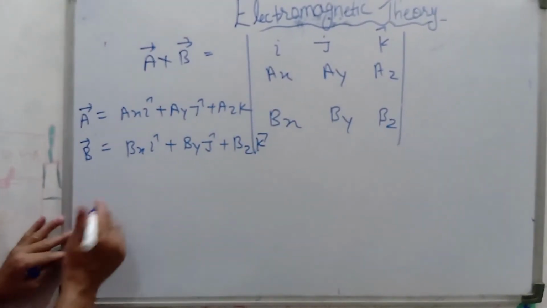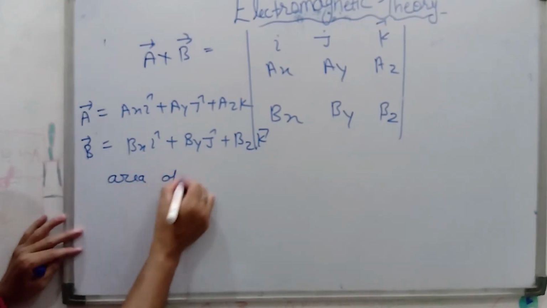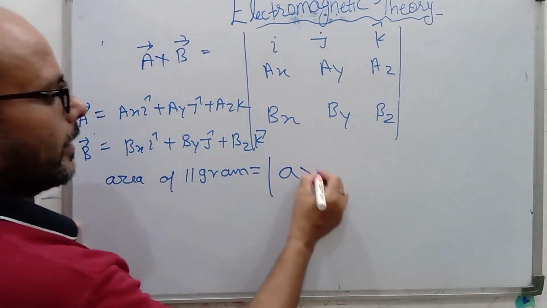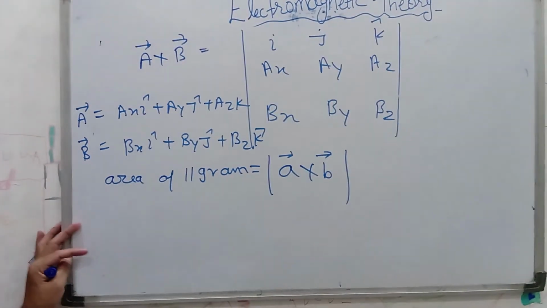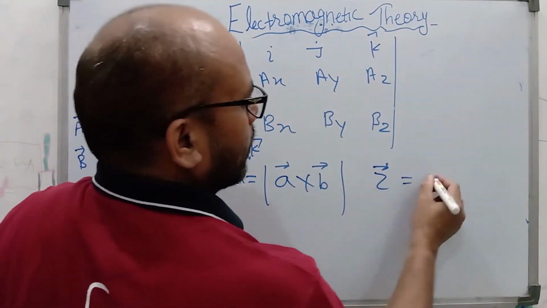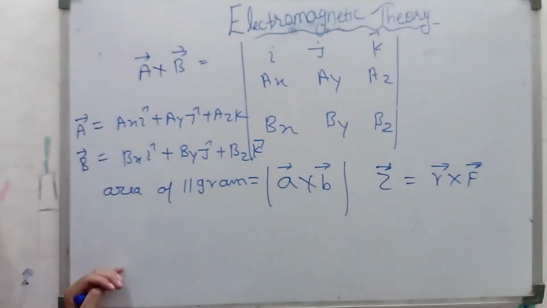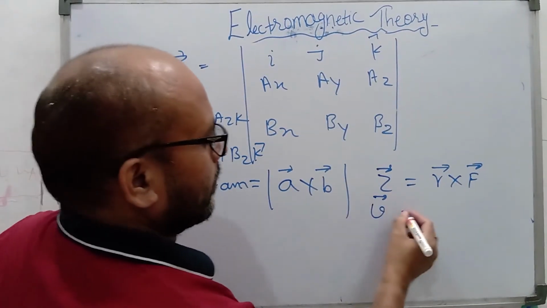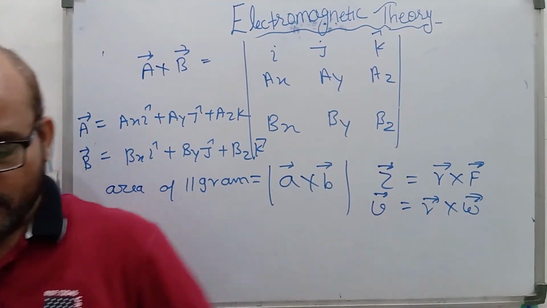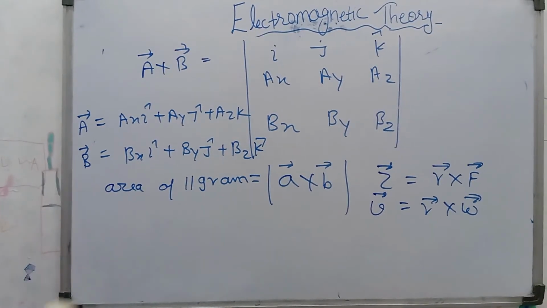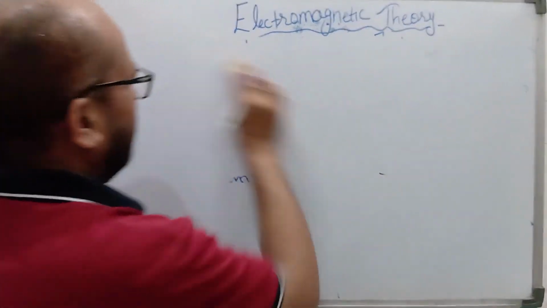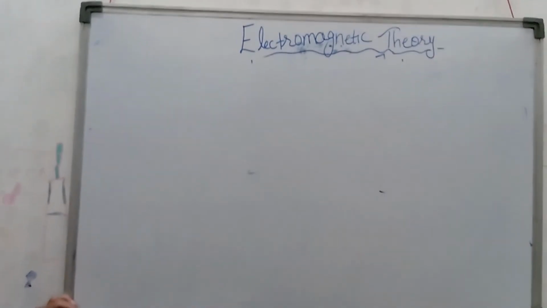So the area of a parallelogram equals A cross B. Suppose torque tau equals r cross F. Some physical significance: linear velocity equals r omega, with angular velocity and radius of gyration. Now the triple product.